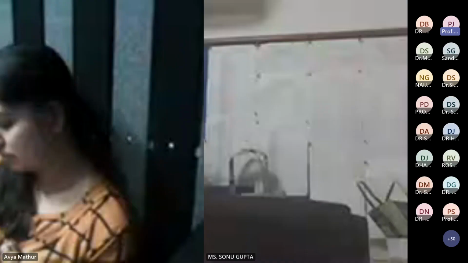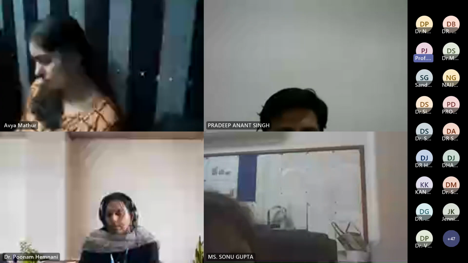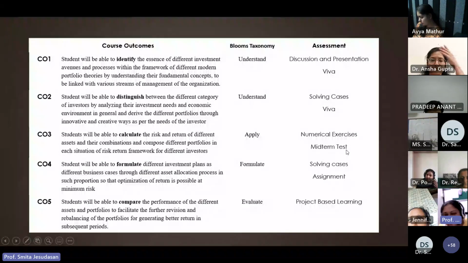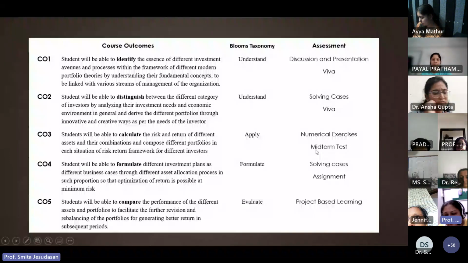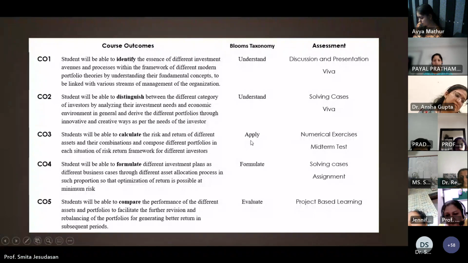Numerical problems can be given for the midterm test. It can be given for the end semester examination. So here, the midterm test, which has numerical exercises, can be used for application.